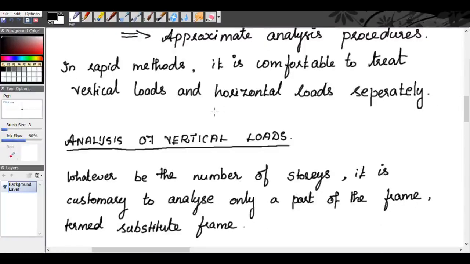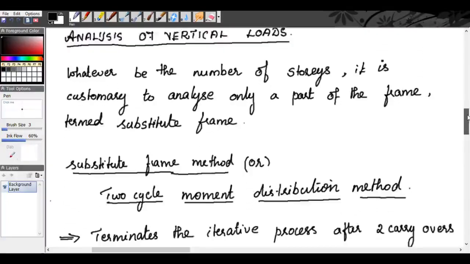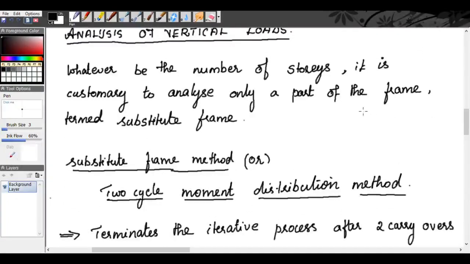And in rapid methods, it is comfortable to treat vertical loads and horizontal loads separately. Now, let us discuss how to analyze a structure subjected to vertical loads. Whatever be the number of stories, it is customary to analyze only a part of the frame, and that part of the frame we call the substitute frame. So we don't analyze the structure as a whole.